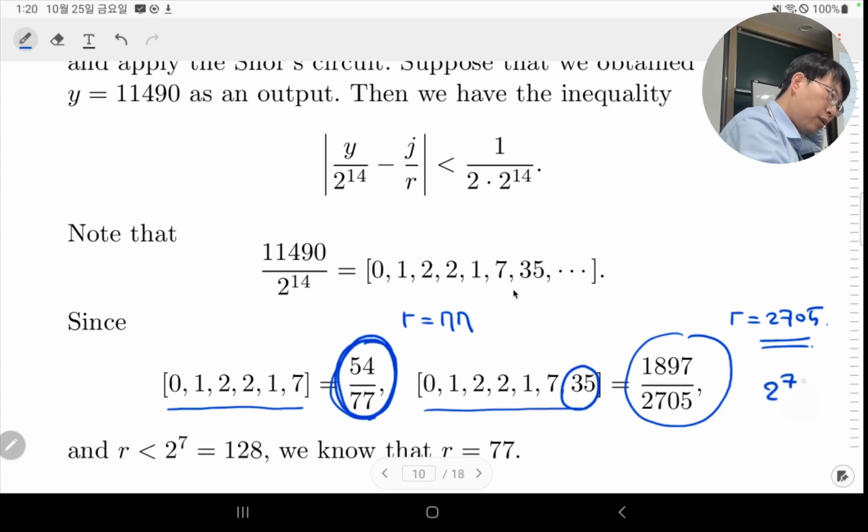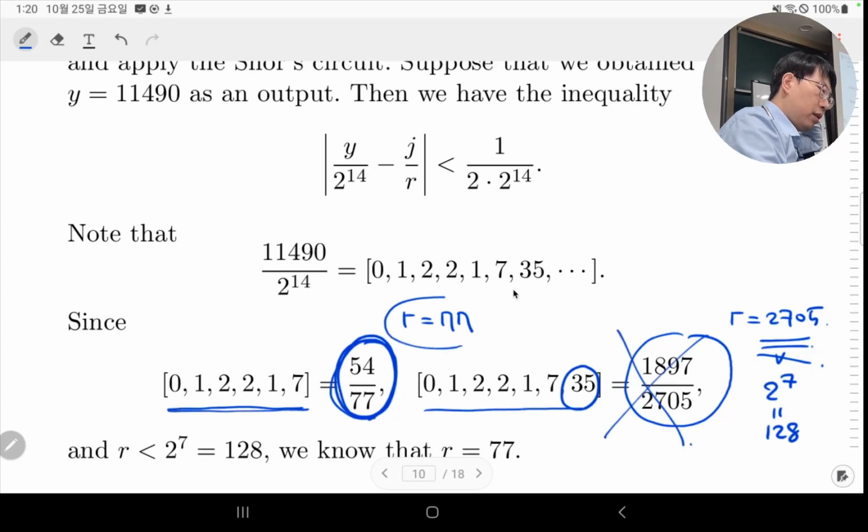So I cannot have the period bigger than, in this case, 2 to the 7. 2 to the 7 is half of 2 to the 14th, and it's 128. So I cannot have r bigger than half of the length of the sequence, because that contradicts our assumption. So this doesn't happen here. I can go only this much, where r is 77.